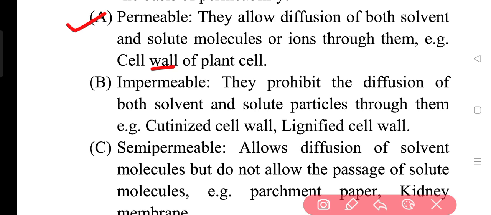The cell wall of a plant cell is one type of permeable membrane. So the wall which allows diffusion of both solvent and solute molecules is called permeable. Okay. After that, second is, what is an impermeable membrane?